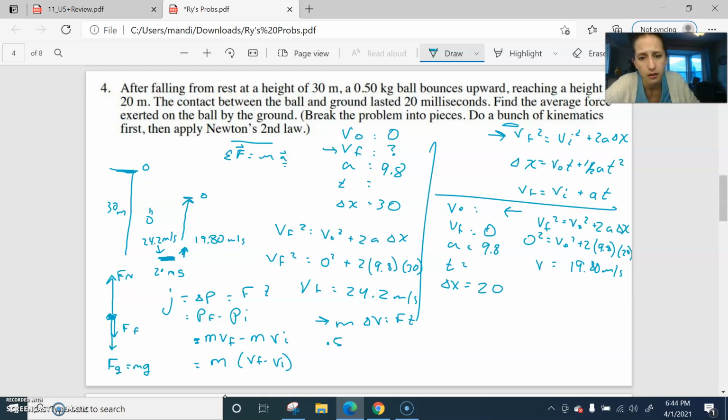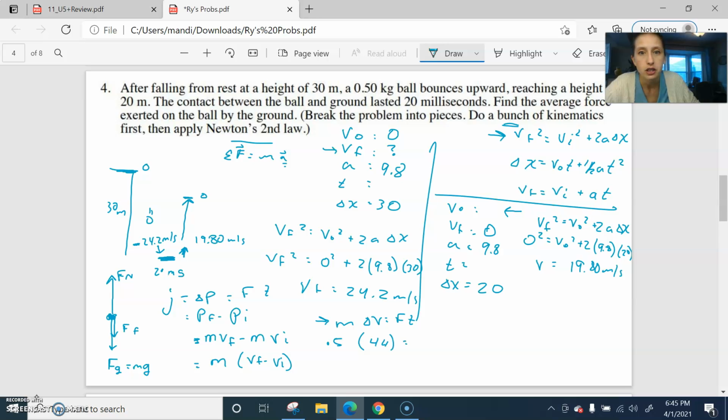So the mass is 0.5. The change in velocity: now the direction matters. It doesn't really matter which one you call positive, which one you call negative. A lot of teachers say down is negative and up is positive. I don't really care. I don't like negative numbers, but whatever. So the change in velocity has to take into account that we're also changing directions. We're not just slowing down from 24.2 to 19.8. We're going from 24.2 to 0, changing direction, and then going 19.8 the other way. So the change is 44 meters per second.